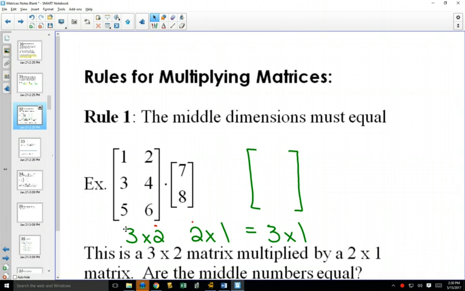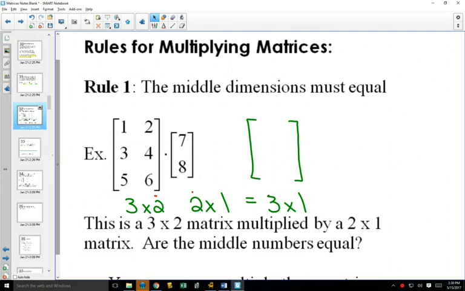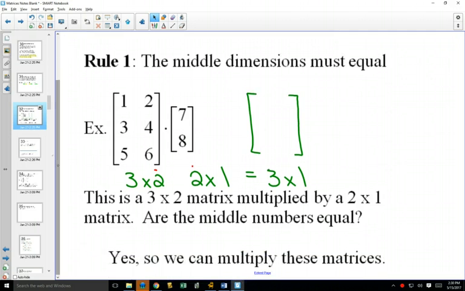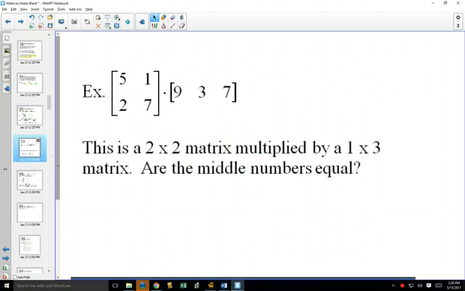So this one, okay, the middle 2 numbers are equal, yes, so we can multiply these matrices. This one here is a 2 by 2, this is a 1 by 3. If we look at those dimensions and we check these middle numbers, they don't match, so they can't be multiplied, and these ones you couldn't find an answer for.